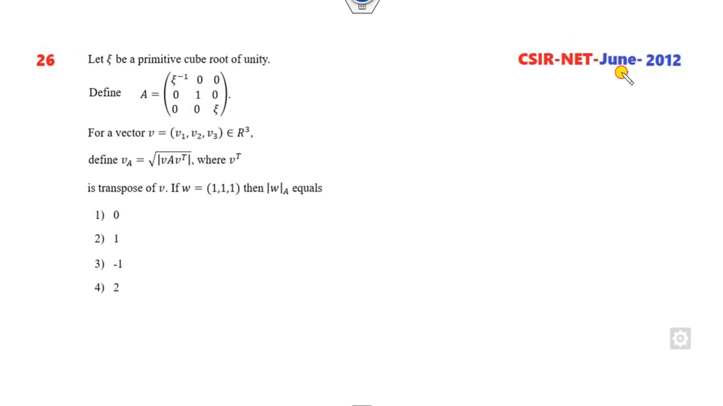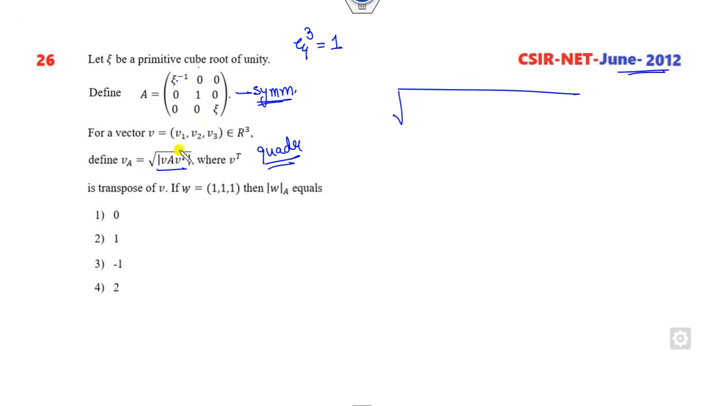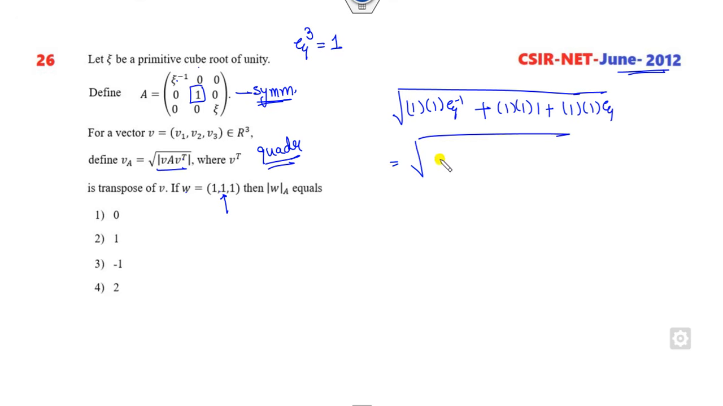This is again the same. This is in the year 2012 and this is the year 2011. Again it's a primitive cube root of unity, so it is 1. Again this is symmetric and this is quadratic. Fine. So what is the answer of the W of this? It is the root of the A11. So the first element is repeated 2 times, xi raised to power minus 1. This is my A22. So the second element is repeated 2 times of 1, plus A33 2 times of this. So what is that? This is xi raised to power minus 1, xi, 1. Xi cube is 1, so xi minus 1 is xi square.